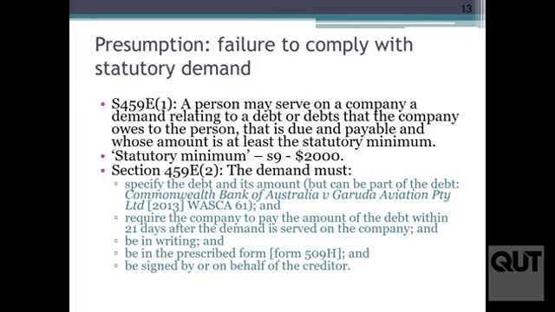Section 459E(2) provides that the demand must specify the debt and its amount, and require the company to pay the amount of the debt within 21 days after the demand is served on the company. It must be in writing and in the prescribed form, which is form 509H, and be signed by or on behalf of the creditor. Okay, so the debt must be due and payable. So you can't issue a statutory demand if the debt is still a contingent debt.